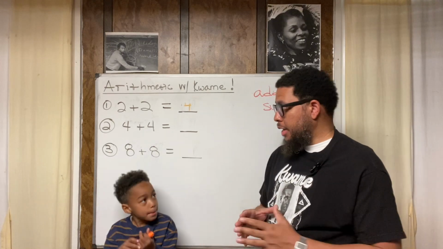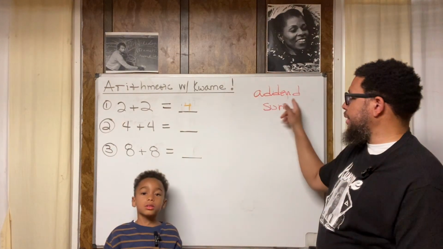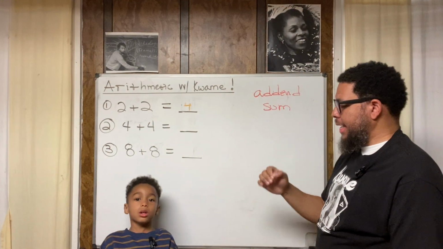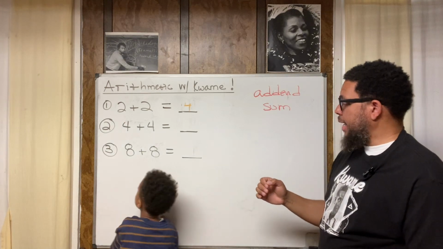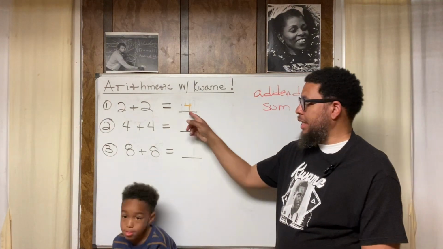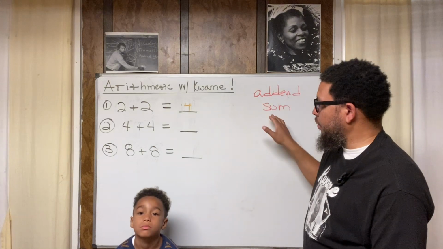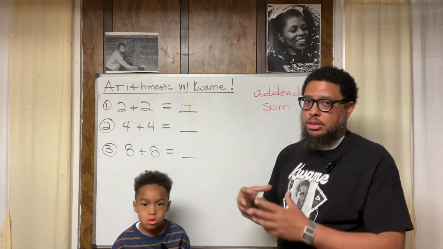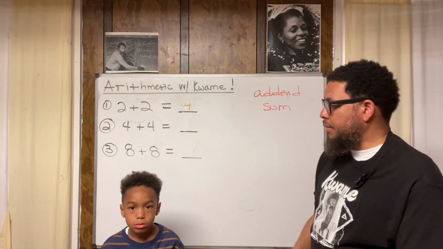Now, when we're doing an addition problem, these numbers are called add-ins. Say add-ins. Add-ins. And the answer is called a sum. Say sum. Sum. So we got add-ins and we got a sum. We got add-ins joined together to form a sum. All right. Now, go to number 2.